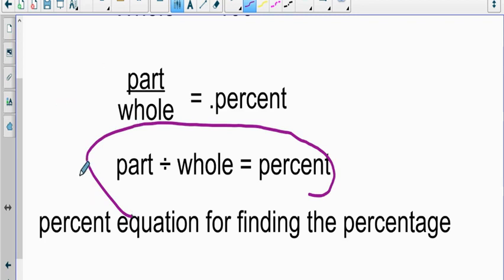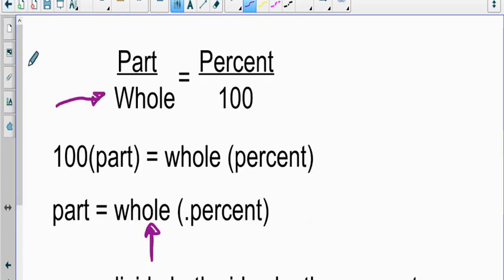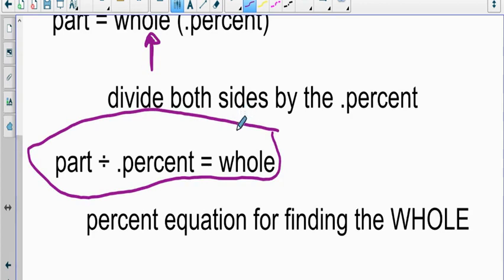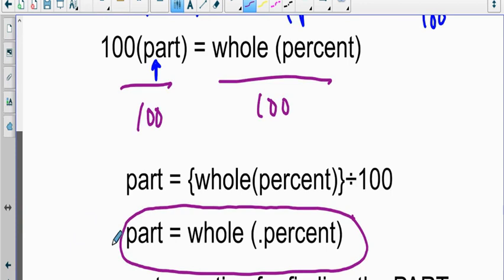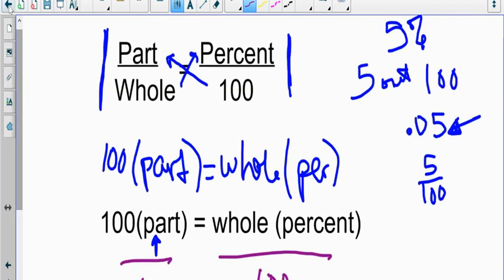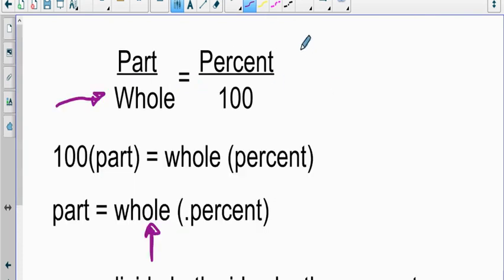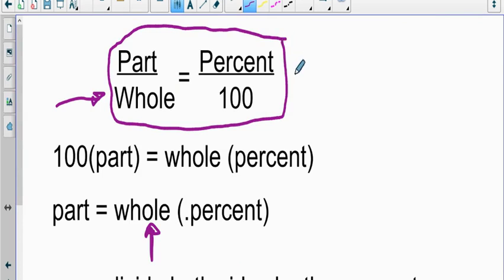So there you have it, your three percent equations: finding the percent, finding the whole value, finding the part value. All of these equations were derived from our percent proportion. This is the starting point for everything. So if you can get your problem into a proportion, you can solve it any way that you wish.